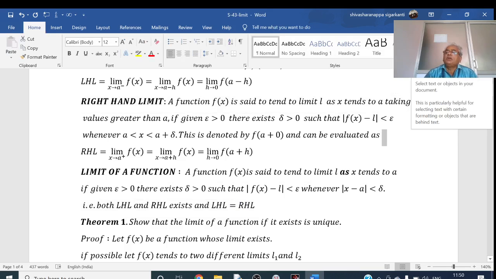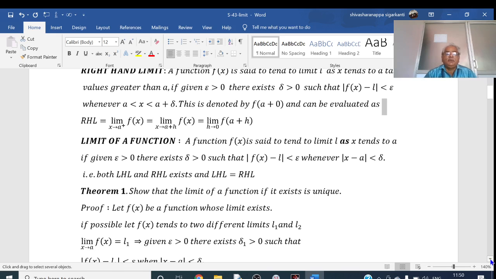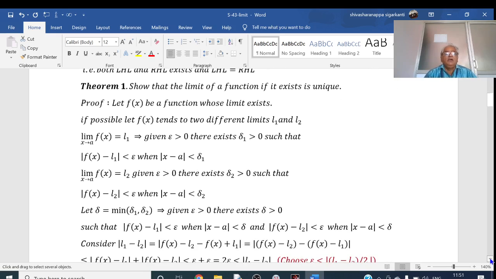One small result, theorem: show that the limit of a function, if it exists, is unique. So we have to prove that limit of a function, if it exists, is a unique one. For that, let f of x be a function whose limit exists. To prove that the limit is unique, if possible, let f of x tend to two distinct limits, say L1 and L2. Then either I will get a contradiction or I will show that L1 equal to L2.